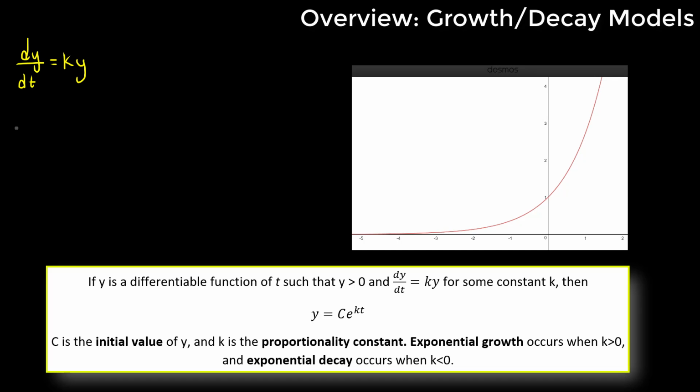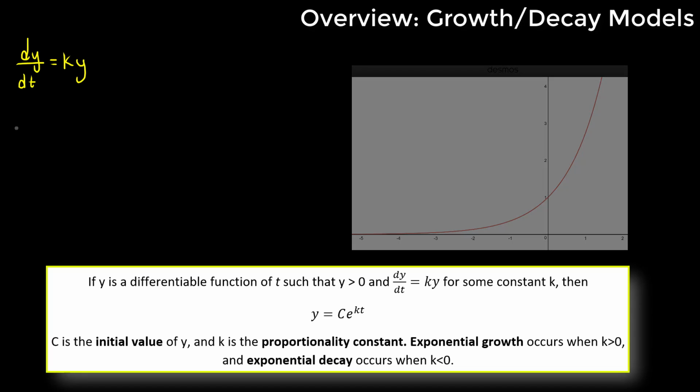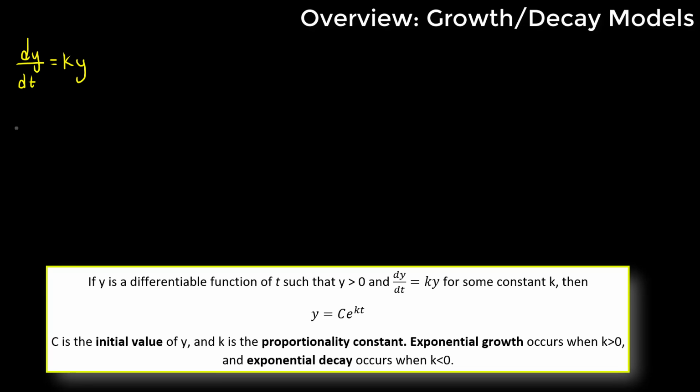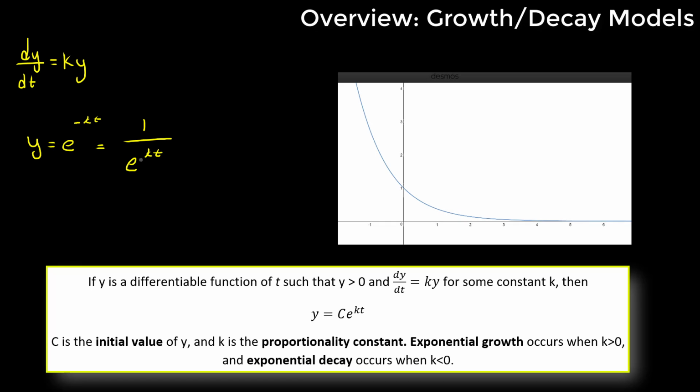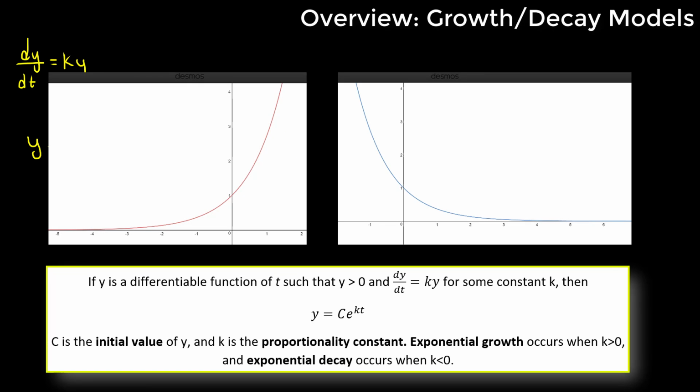It'll be a growth function if k happens to be greater than 0, as shown here. If k is less than 0, then we can say k is some negative value. And so I'll just say we're using negative k to represent that. So we'll have y equals, let's say, e to the negative kt. This is equal to 1 over e to the kt, which will show as a decaying graph, as shown here. So again, k being greater than 0 means we're dealing with an exponential growth function, and k being less than 0 means that we're dealing with an exponential decay function.